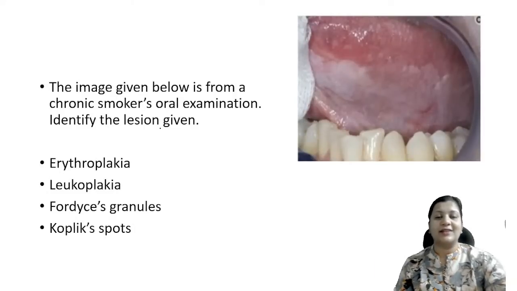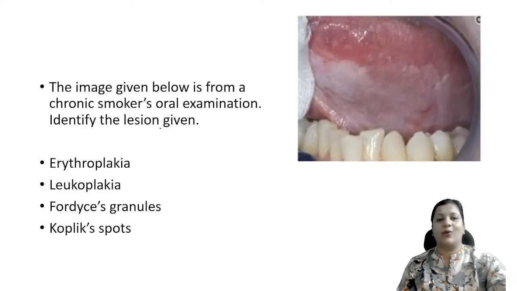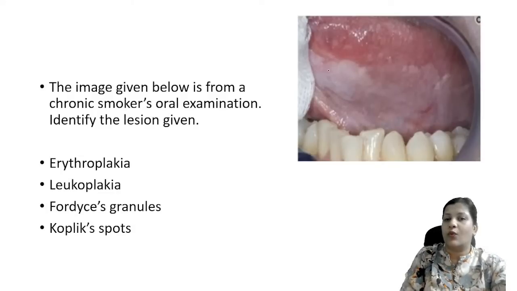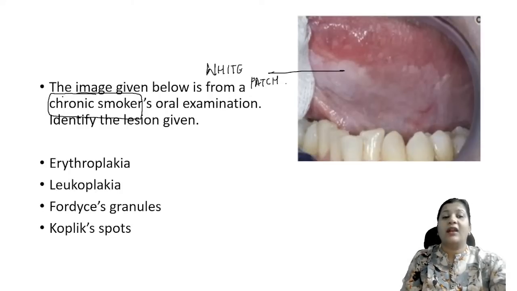Okay, now let's go to the next question. The image given below is from a chronic smoker's oral examination. Identify the lesion given. Is it erythroplakia, leukoplakia, Fordyce granules, or Koplik spot? You see there is a white patch on the tongue, seen in a chronic smoker's oral examination. A very easy question.